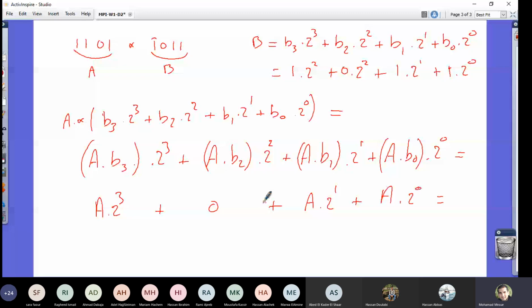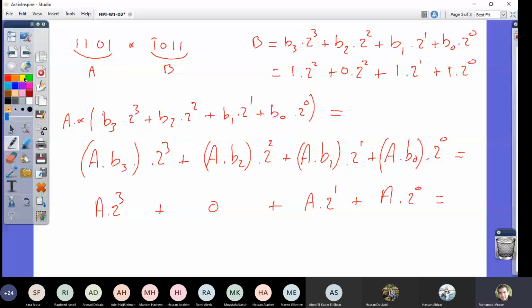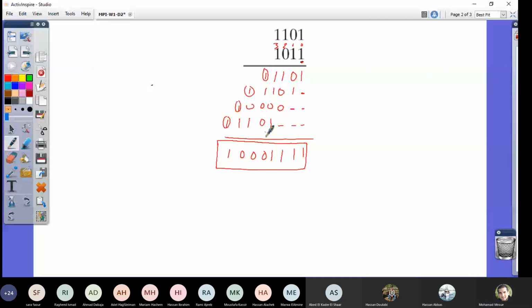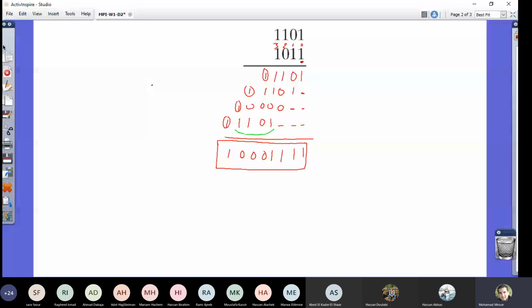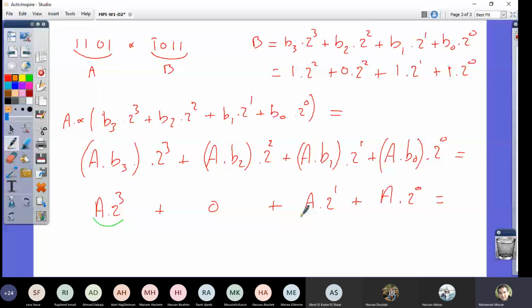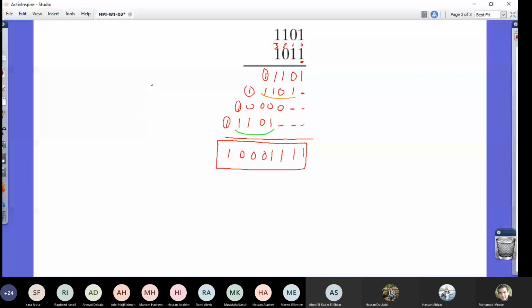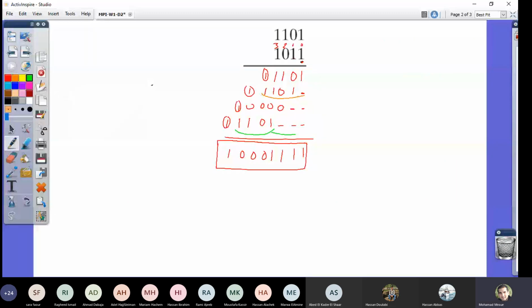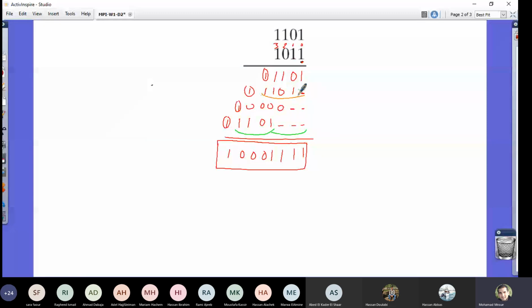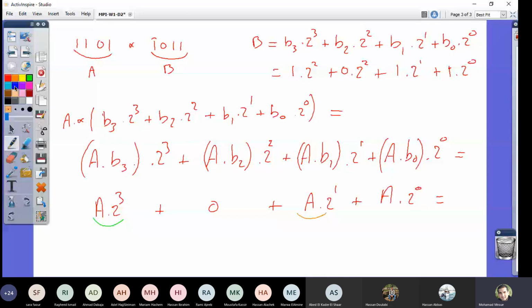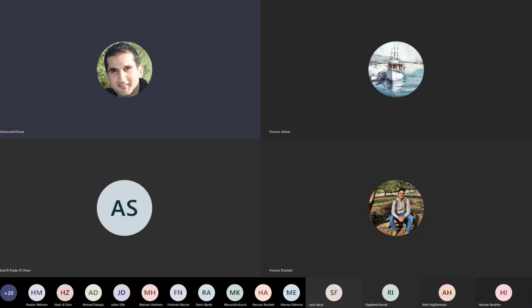Okay. So A times 2 power 3 is this value here. Okay. Then A times 2 power 1 is this one, all of it with the shift, because here we multiplied by 2 power 3, meaning shift left 3 times, here 2 power 1. Okay. Finally A times 2 power 0, this one, and I'm doing the addition. This is regarding the multiplication. Any question?